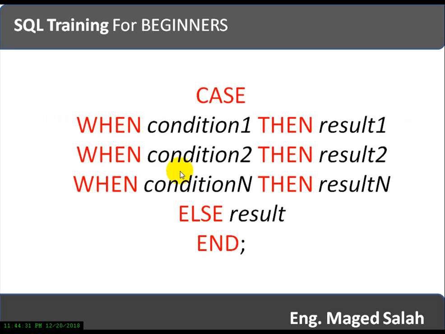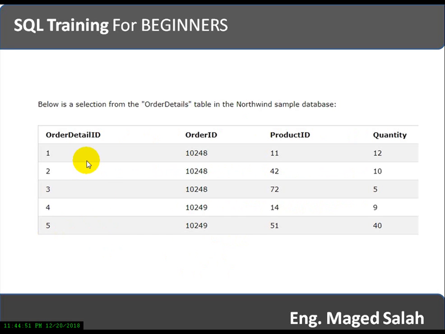CASE syntax: CASE WHEN condition1 THEN result1, WHEN condition2 THEN result2, WHEN condition3, or any number, THEN result, any number, ELSE result END.